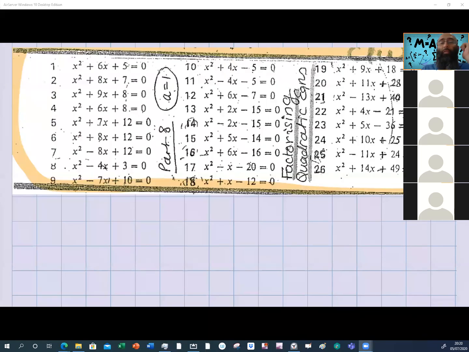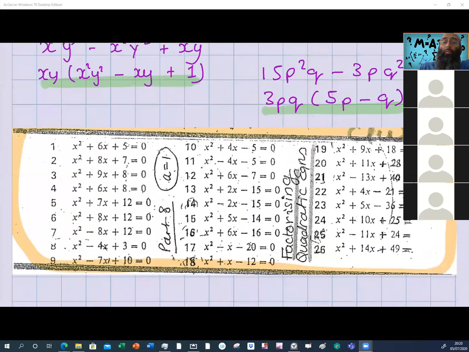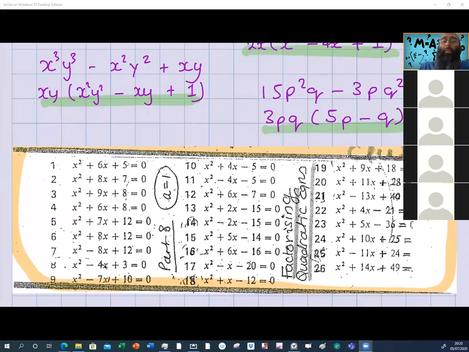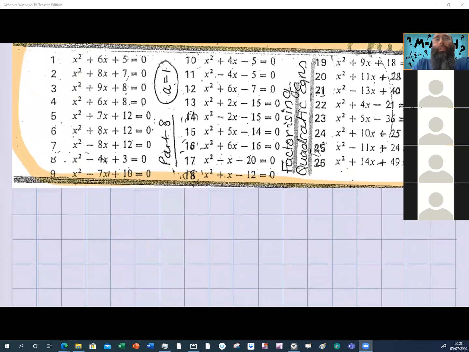Okay, folks, welcome back. So now we're looking at factorizing quadratic equations. We've just finished some work on factorizing using common factors. Now we're moving on to factorizing quadratic equations. In all these quadratic equations, we have the a value, which is 1.